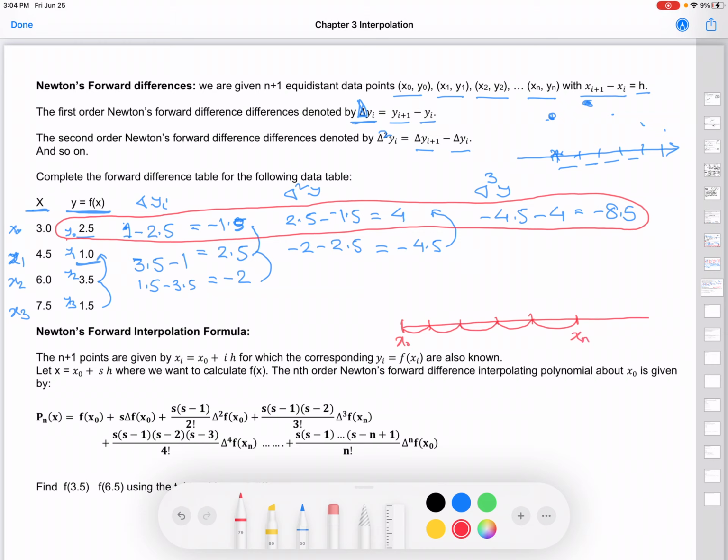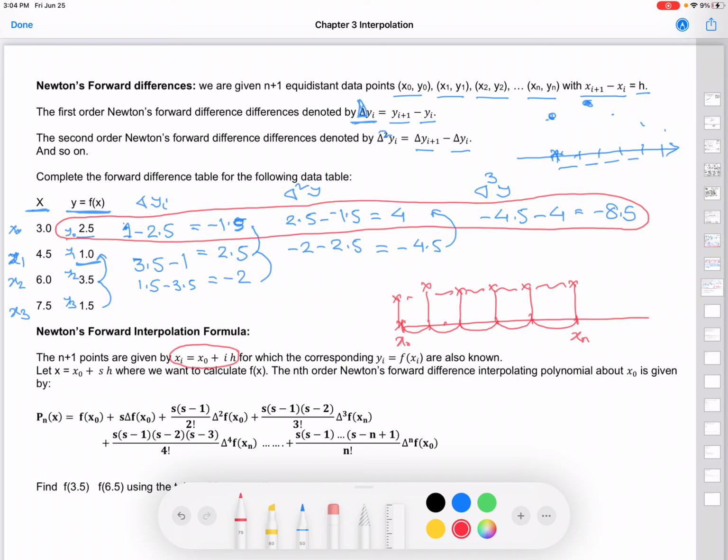So xi is any point you can say as x0 plus ih, for which the corresponding y is equal to f of xi are also known. So we already know what the values of y are at these points, but we are trying to find a formula that will give us an approximation for what is happening between these values. So what is this formula saying?